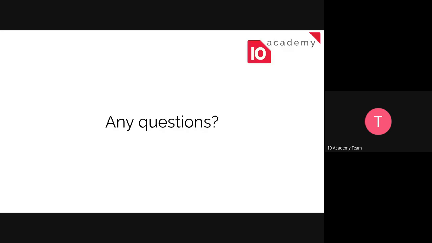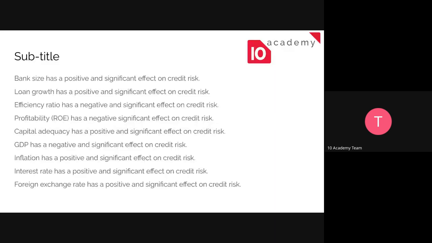So just as a bonus, I wanted to add some points that you need to look at when thinking about credit risk, what affects credit risk. So this is just a bonus point. Bank size has a positive and significant effect on credit risk. So the larger the bank, the credit risk will decrease because it has more capital.